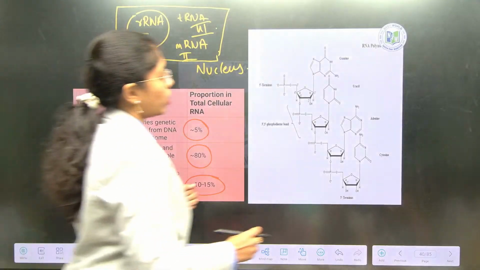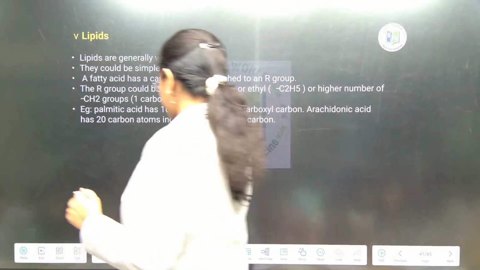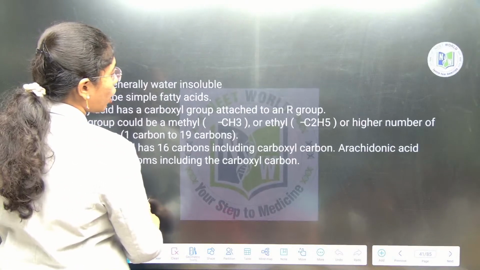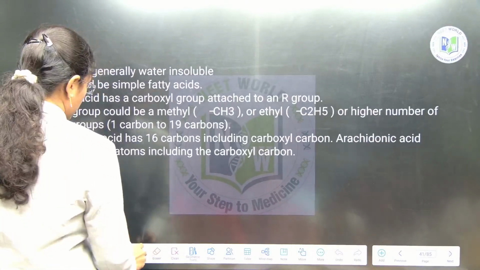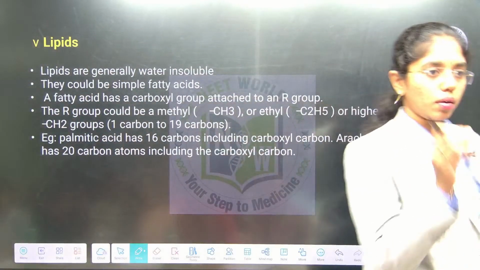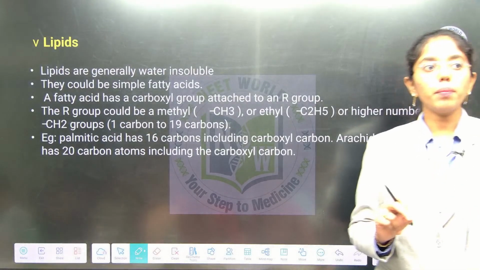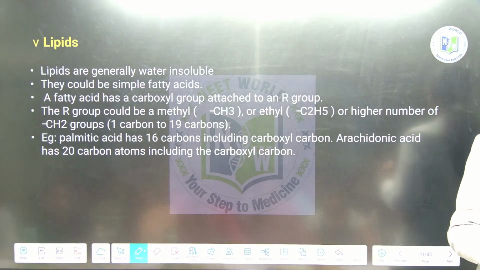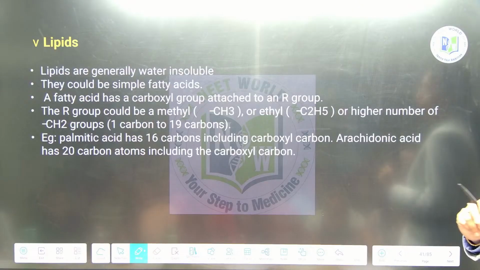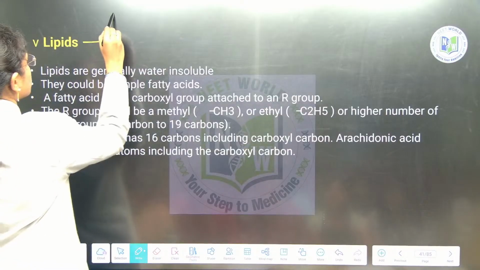Next biomacromolecule: lipids. Are lipids water soluble or water insoluble? Water insoluble. They are not polymers of any monomers. They are formed because of the association of different molecules or globules. Lipids are of three types we will learn.